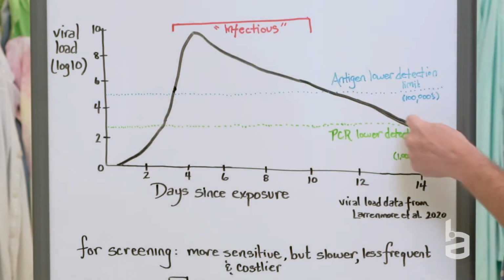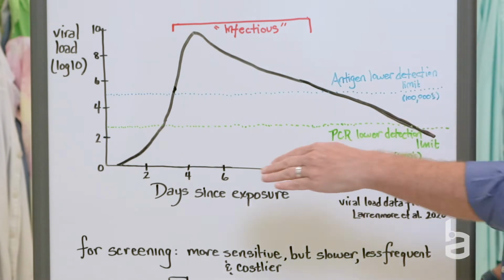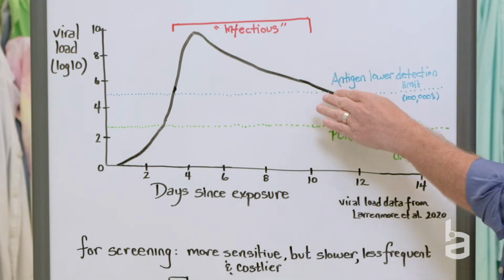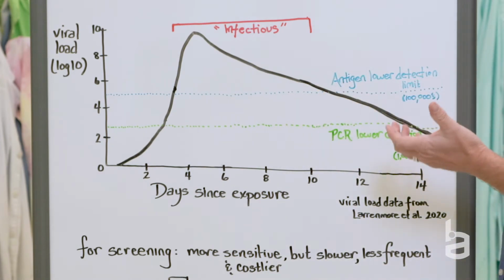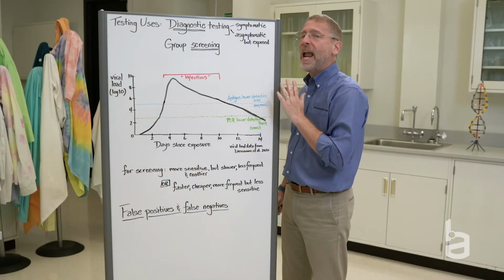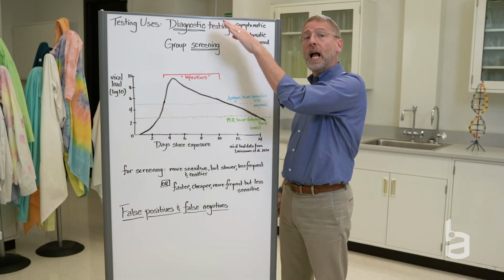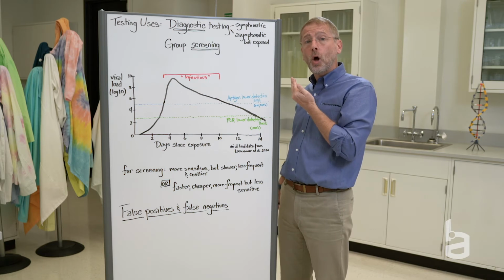And then this black line shows you generally the increase in the amount of virus and the slow drop in the amount of virus over a patient's course of infection. Everybody's going to have a slightly different shape for this. Some people's are going to be higher, some are going to be lower, some are going to be longer, some are going to be shorter.